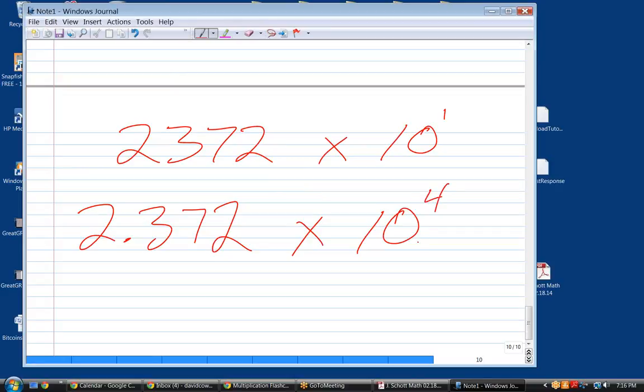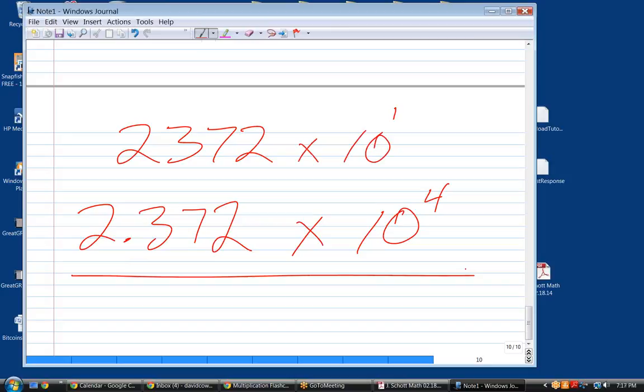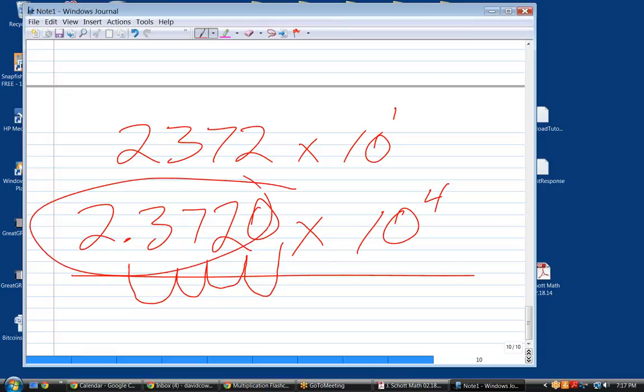Yes. This was also kind of a trick question because you're not likely to get something like this. But notice what that number is. That number is that. That's 23,720. When I said 2372 times 10 to the 1st, that's the same as 23,720, which is this number here also. In other words, when I multiply it by 10 to the 4th, I'm going to move the decimal point 4 spots. It becomes that number right there.